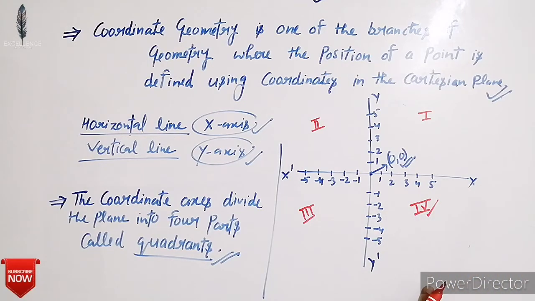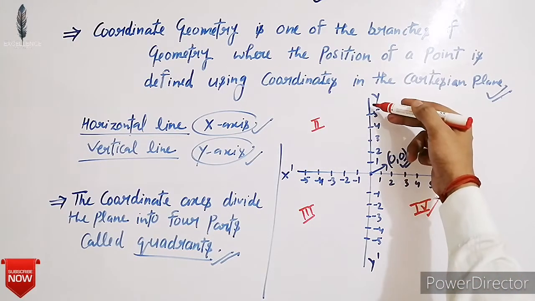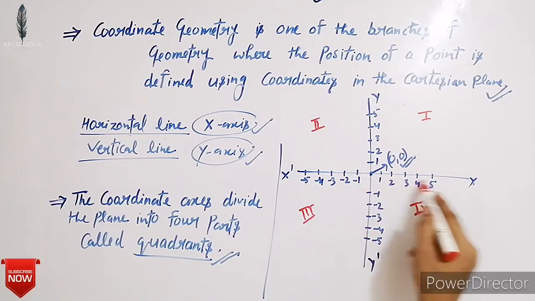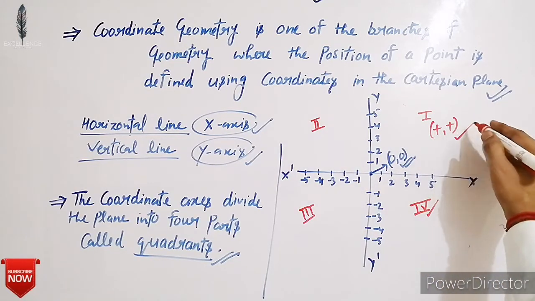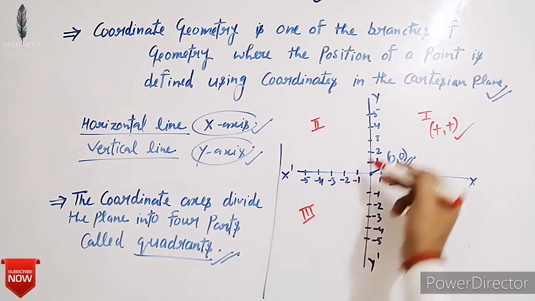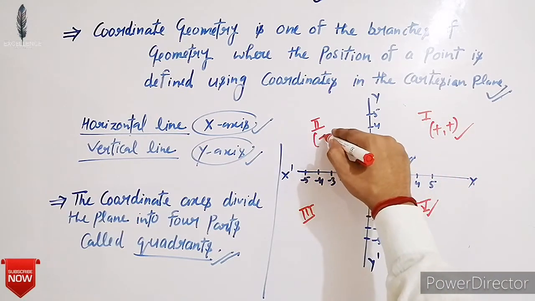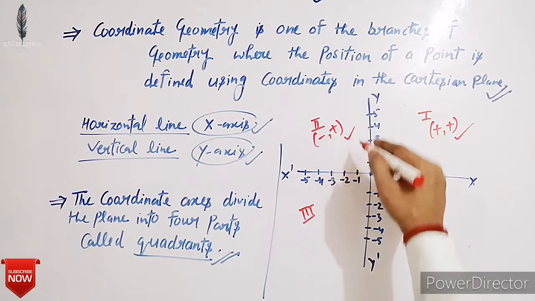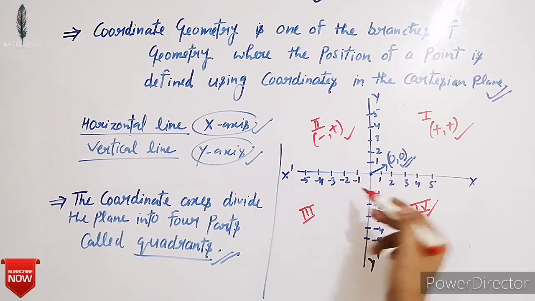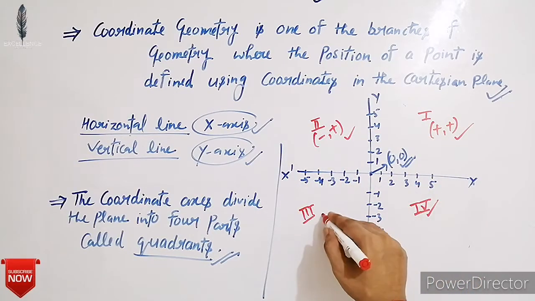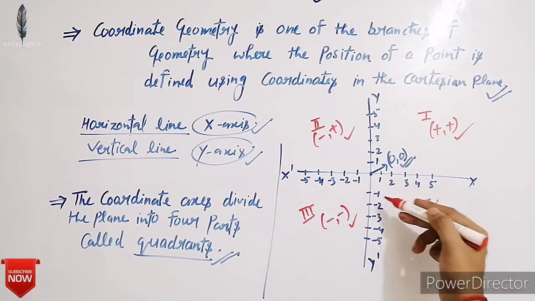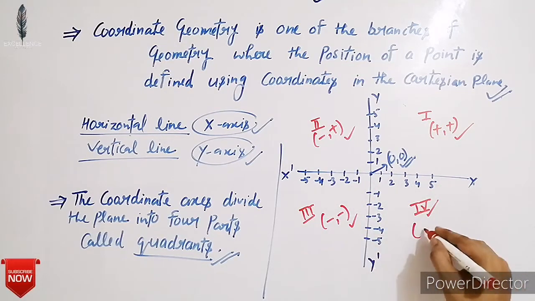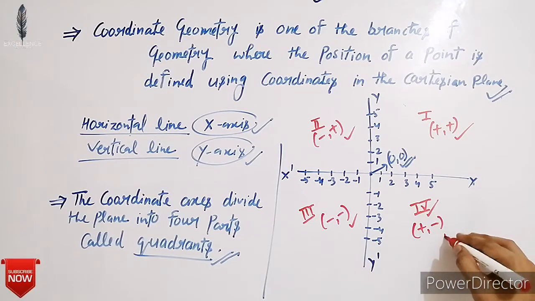Now the sign concept of these quadrants. In first quadrant we have positive side of x and y axis, so sign of first quadrant is positive comma positive. Now here negative side of x and positive side of y, so the sign of this quadrant is negative comma positive. Here negative side of x and negative side of y, so sign is negative comma negative. Here we have positive side of x and negative side of y, so sign of fourth quadrant is positive comma negative. Okay, clear?